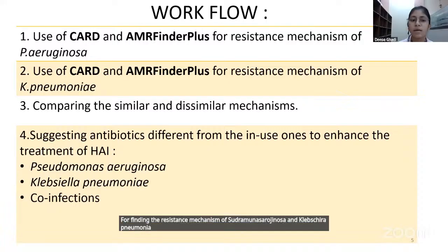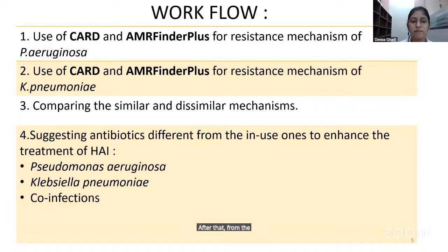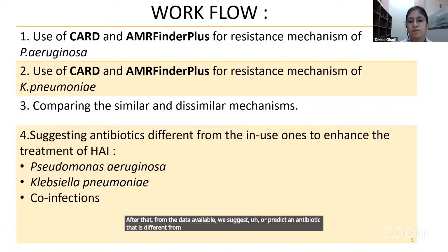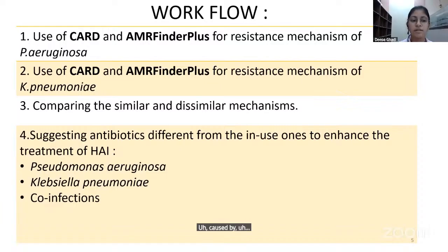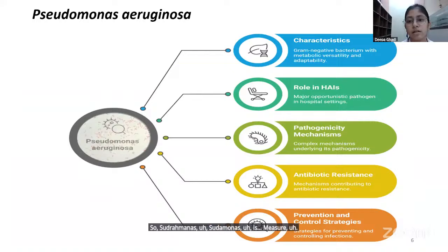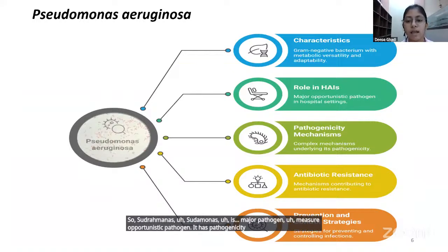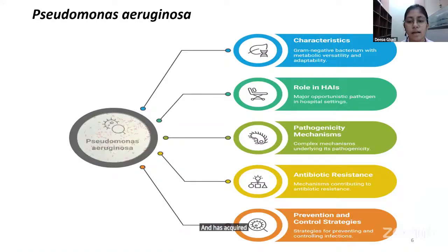After that, we compare the similar and dissimilar mechanisms. After that, from the data available, we suggest or predict an antibiotic that is different from any used ones to enhance the treatment of these infections caused by Pseudomonas, Klebsiella pneumoniae and co-infection in hospital-acquired settings. So Pseudomonas is a major opportunistic pathogen. It has pathogenicity mechanisms and has acquired antibiotic resistance.